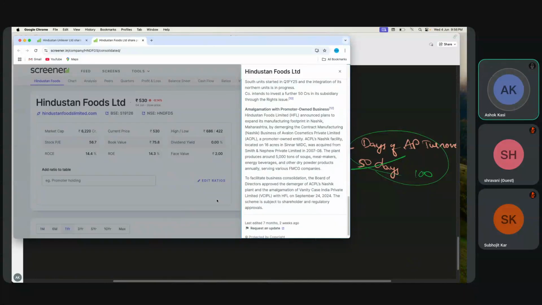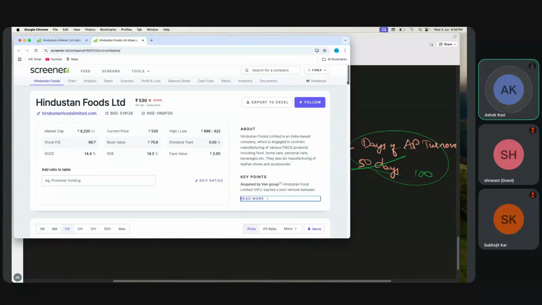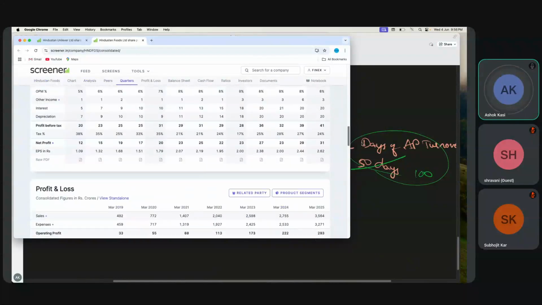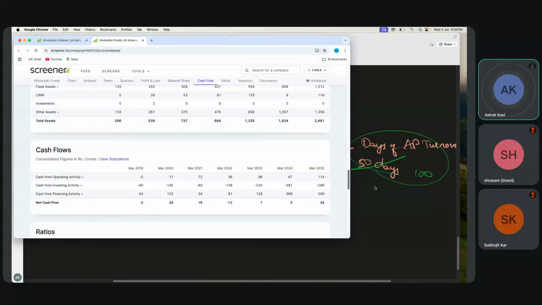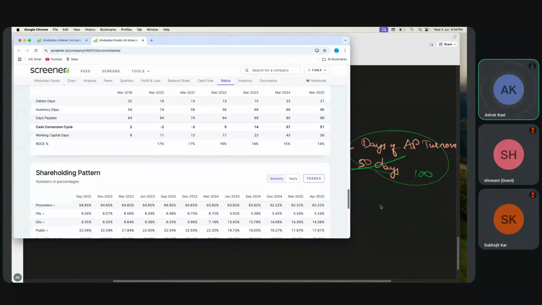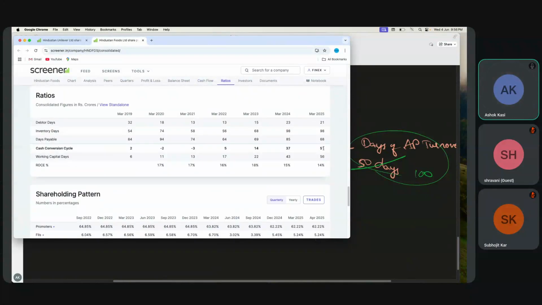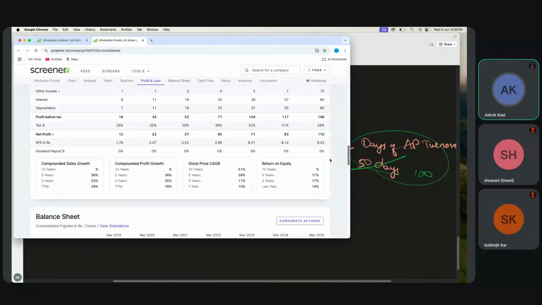Okay, anyways. So here, what is their cash conversion cycle? 51 plus. Okay, 51 plus. Not so good, no? In comparison to Hindustan Unilever.